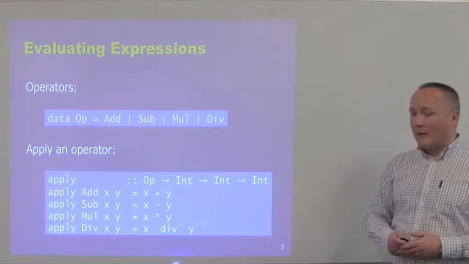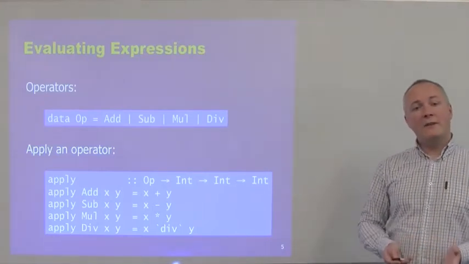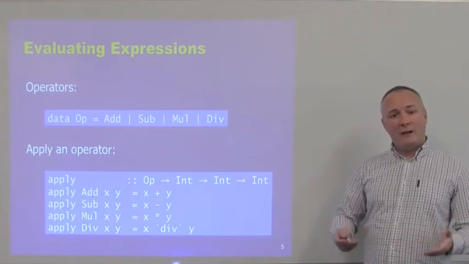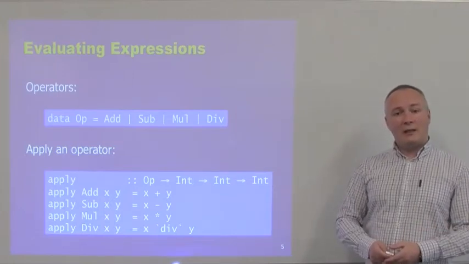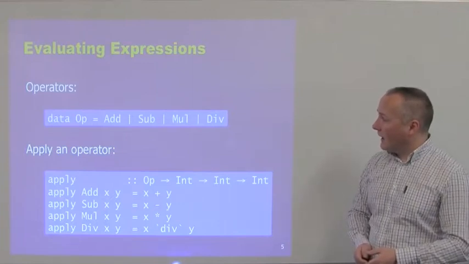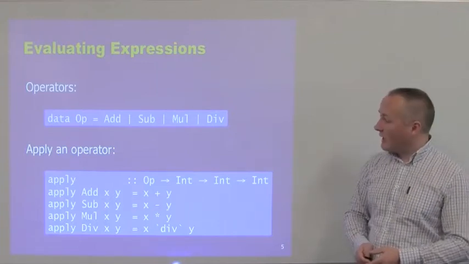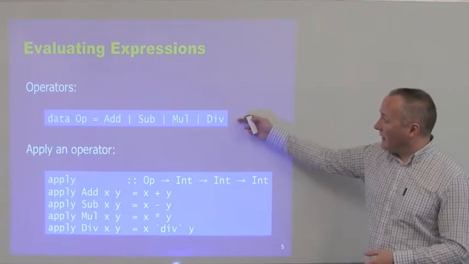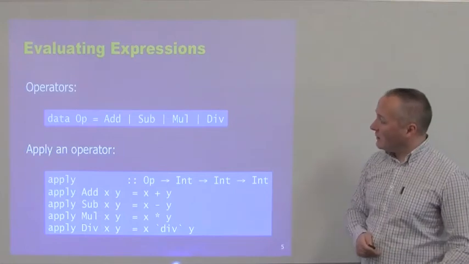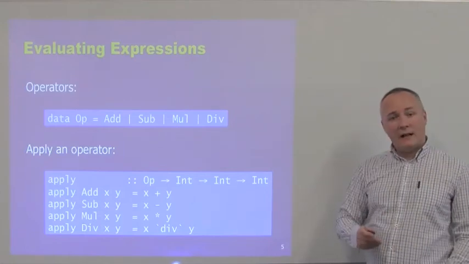So let's start doing some Haskell now, and the first thing that we're going to do is think about how to represent and evaluate arithmetic expressions. So we'll start off with a simple data type definition, which we've covered in lecture 10. So here we're defining a data type to represent the 4 different operators. And this data type declaration defines 5 things.